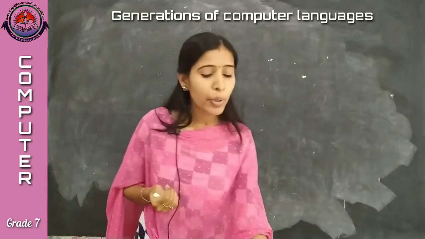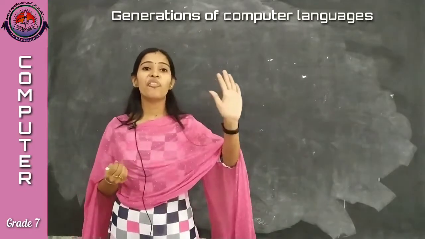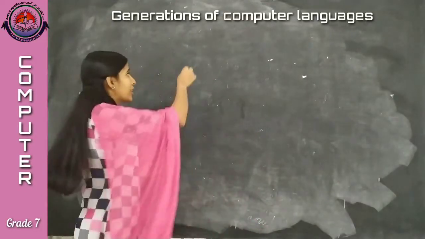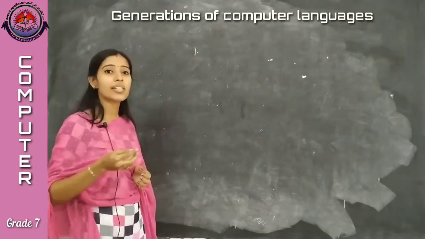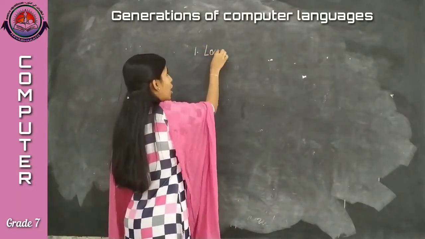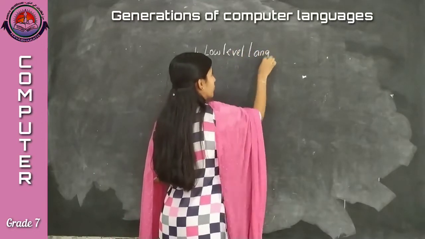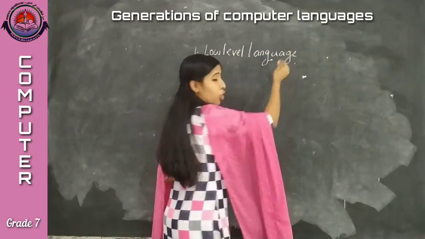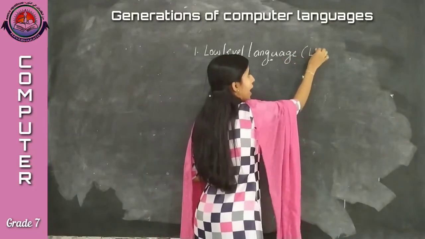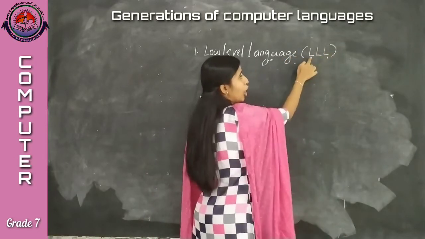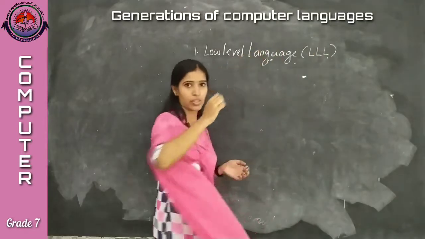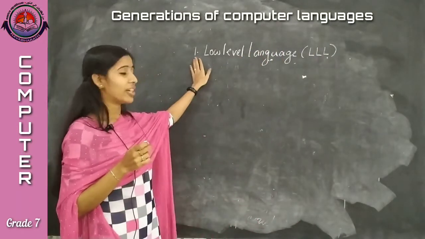The computer language is divided into 5 categories. First, we are going to discuss the first language, that is low level language. In short, we can say LLL, low level language. This is the first language.